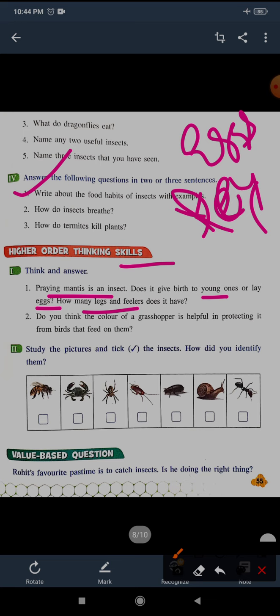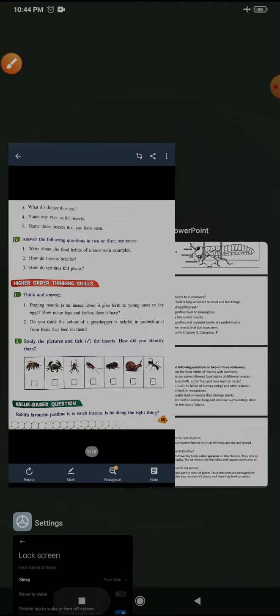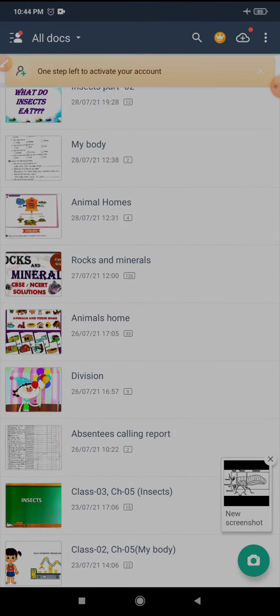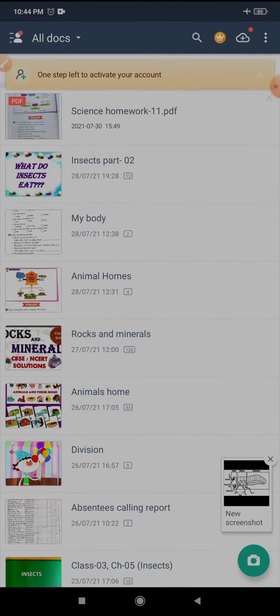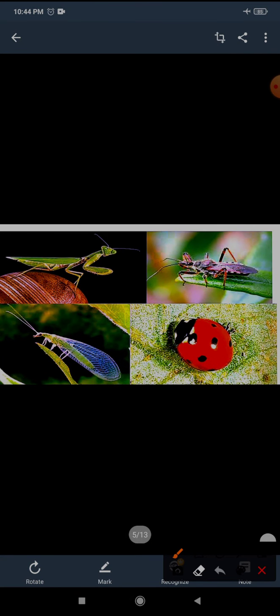Okay, praying mantis, let me show you. I am having the picture. Let me show their number of legs. How many legs does it have? Where is it? Yeah, find it.